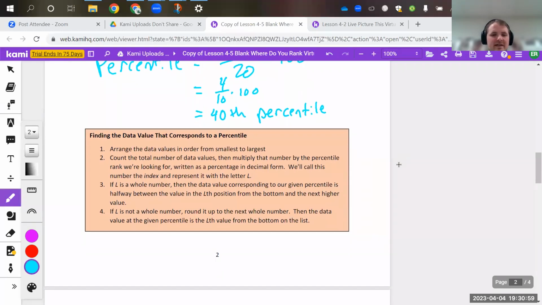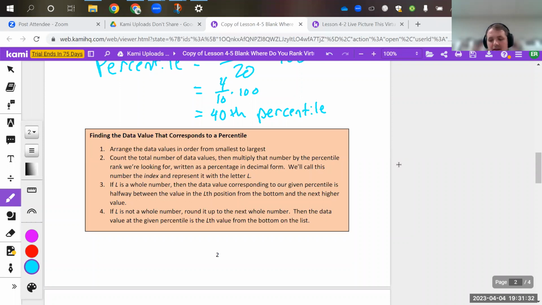So specifically, this is a little bit different because we're trying to find the specific data value when we're given a percentile. Something like, how much does Juniper weigh if she's in the 60th percentile? Or, what is somebody's IQ if they're in the 90th percentile? You're actually trying to find the specific answer to the question when you're given their percentile.